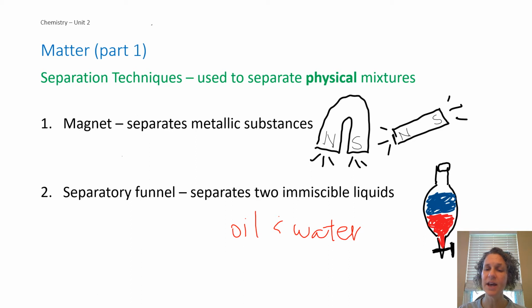If you let them set long enough, then you will get a very distinct layer of oil above the water. Then you can use the valve at the bottom to open up and let the water drain out into a beaker sitting below to catch it. That way you can separate the 2. You don't get them completely separated because it's hard to get it just right, but it is an easy way to get the bottom liquid out if you needed it.